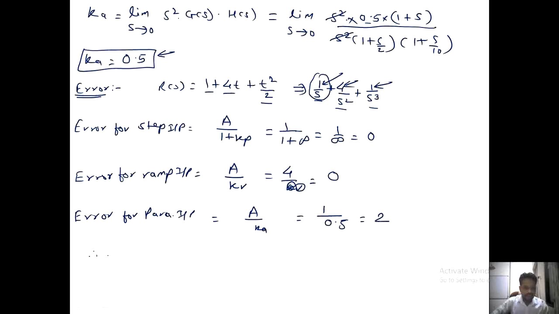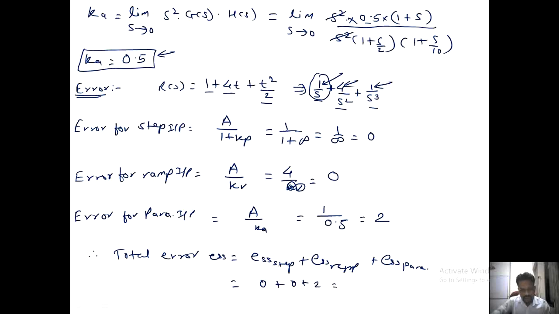Now the total error. We have calculated separately for step, ramp, and parabolic, and at last we need to calculate the total error. Total error Ess equals Ess step plus Ess ramp plus Ess parabolic. So equal to 0 plus 0 plus 2 equals 2. So this is the final answer.